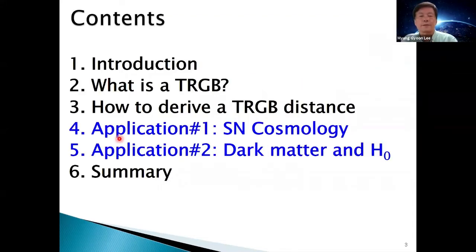So today I'm going to give a brief introduction in the beginning and then tell you about what the TRGB is and how to derive a TRGB distance to a galaxy. And then I'm going to show two examples. One is on supernova cosmology, and the other one is dark matter and H0. And finally, I'm going to give a summary.